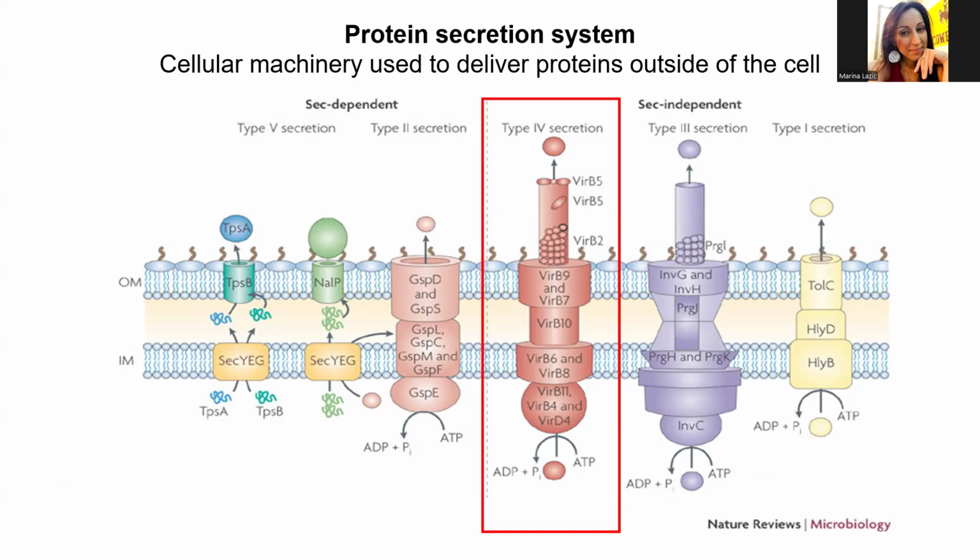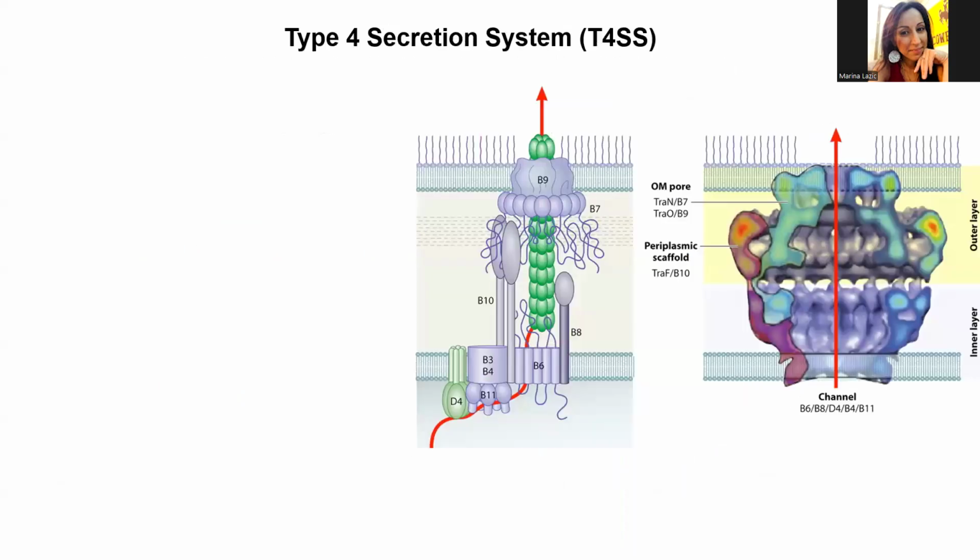Type 4. This one is my favorite, simply because it's exporting DNA from T4, so it's very much related. Did you ever hear about Agrobacterium tumefaciens? That's the one that is used in genetic engineering of plants, and it is exported through the T4 secretion system. So, this one is quite unique and I love it.